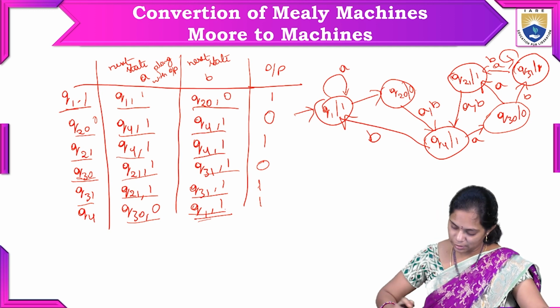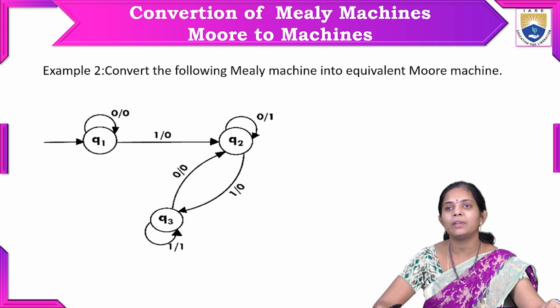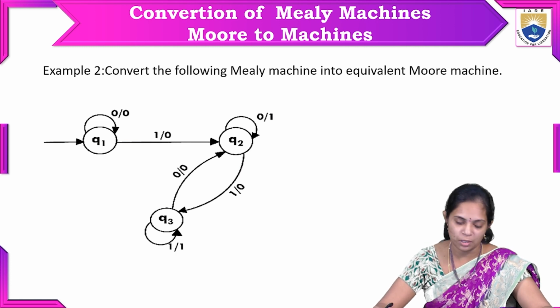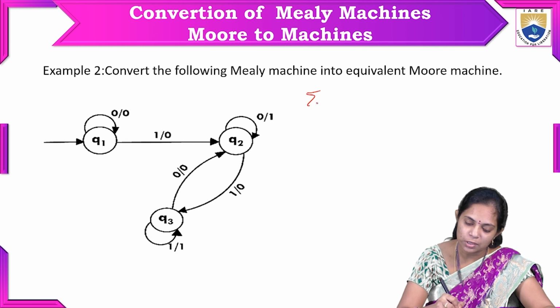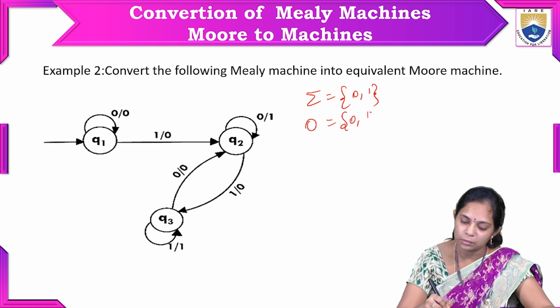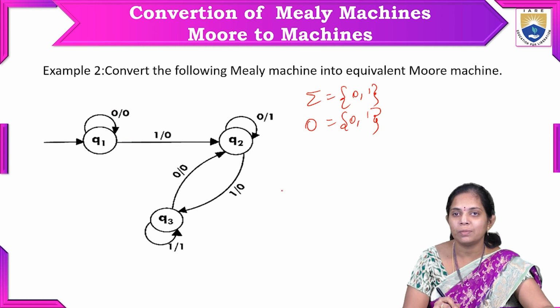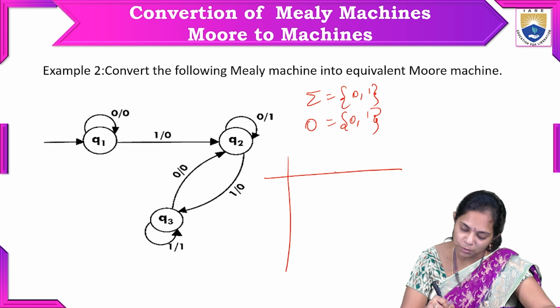And let's do with the other example. So here we have taken one more example for the construction of Mealy machine to Moore machine. So here what are the inputs and outputs? First one, what is the input here? 0, 1, and output also 0, 1. And let's draw the transition table for this Mealy machine. So what does the transition table contain for the Mealy machine?